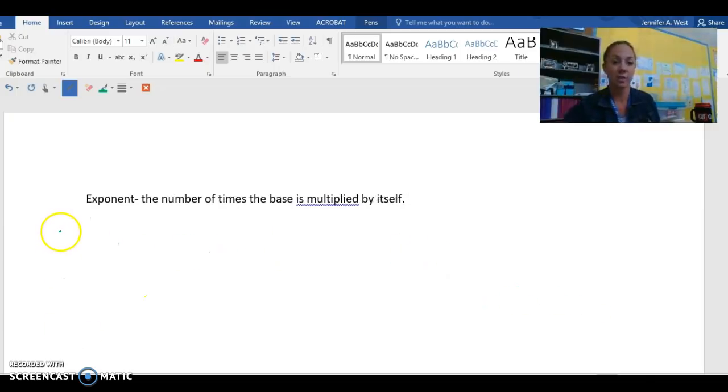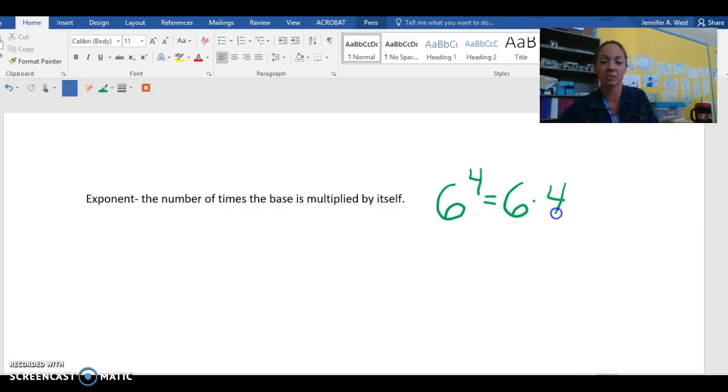All right, your next vocabulary word is exponent. The number of times the base is multiplied by itself, that's an exponent. So here's a common mistake that people make when they're using exponents. This will probably be more just a little fun fact for you. Let's say you have 6 to the 4th power. A common mistake is they'll just assume they're supposed to write this as 6 times 4, which equals 24. Totally not the case.